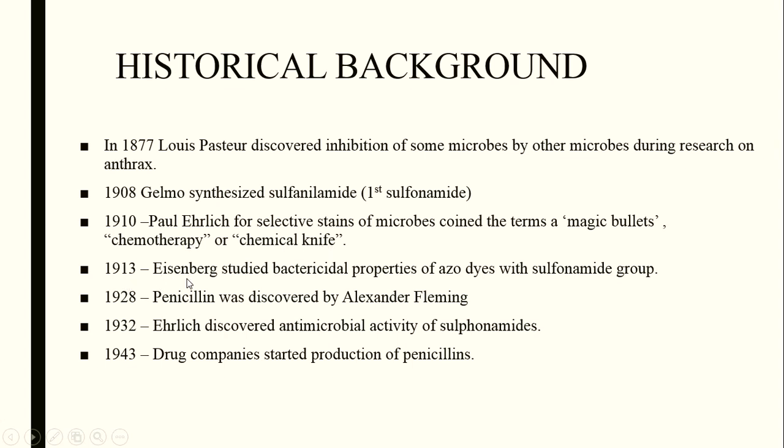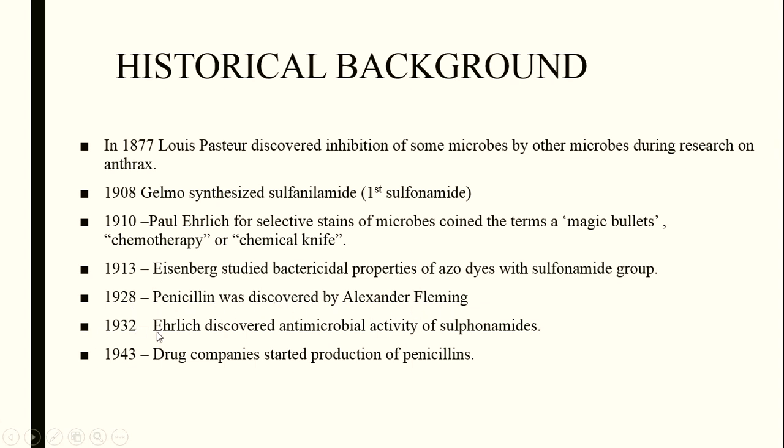In 1913, Eisenberg studied bactericidal properties of azodides with sulfonamide group. When the sulfonamide group is combined with azodide, it will show the bactericidal property. What is bactericidal property? Any drug or chemical which has the property of killing the bacteria is called bactericidal property. In 1928, penicillin was first discovered by Alexander Fleming.